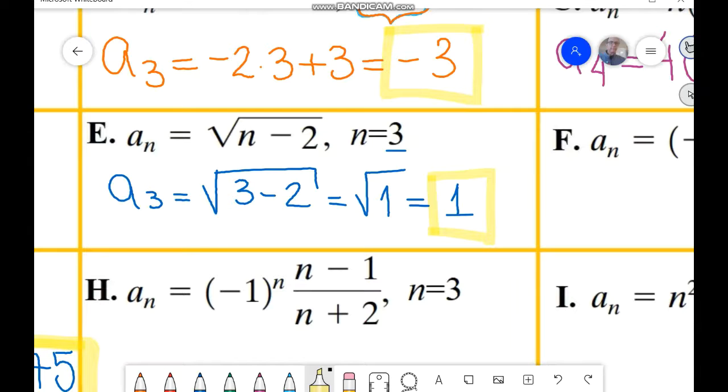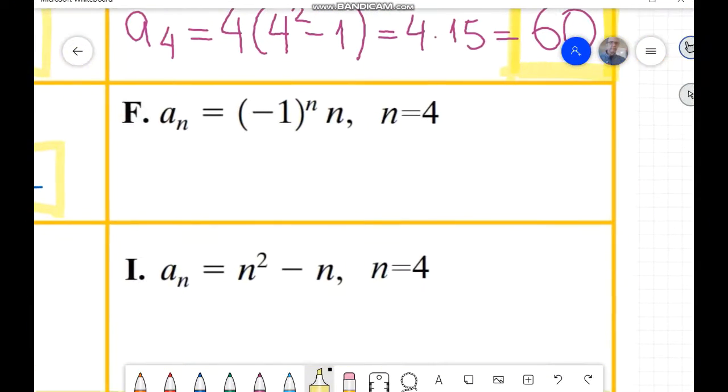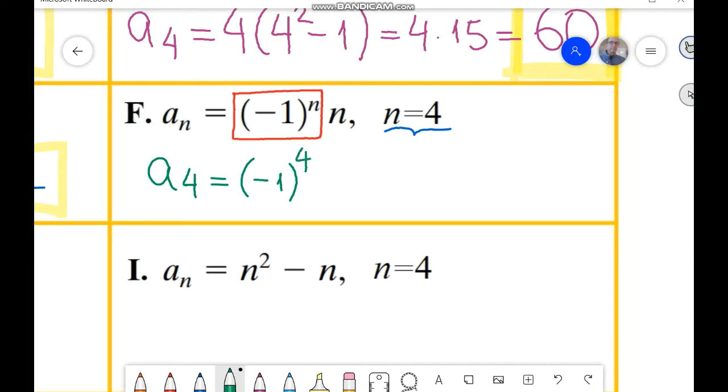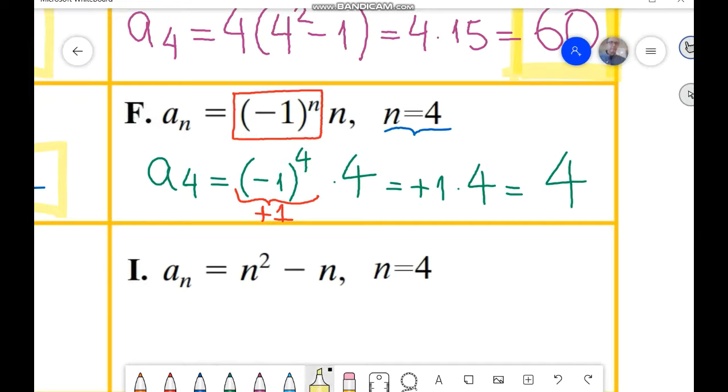For letter F, now we will have an alternating sequence. Look at this. This is what will make this an alternating sequence. Because we want n equals 4, right? So A4 equals. If we have negative 1 exponent, an even number like 4, this will be equal to positive 1 times n, which is 4. So positive 1 times 4, the result will be a positive number, 4.